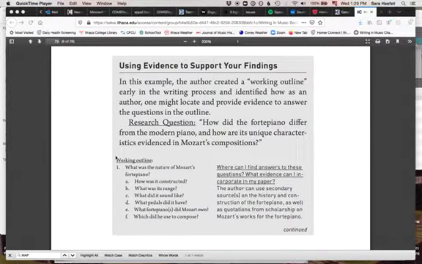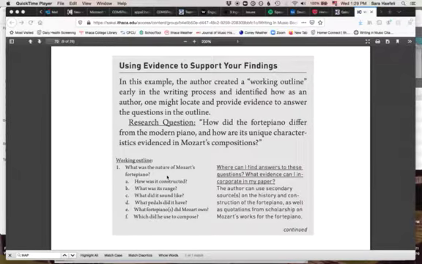This video is about how to use evidence to support your particular findings. So I want you to look at the example that's on page 79 in chapter 5 of the Writing and Music book and study how the student used their working outline to think about what kinds of evidence would be appropriate in what parts of the paper.